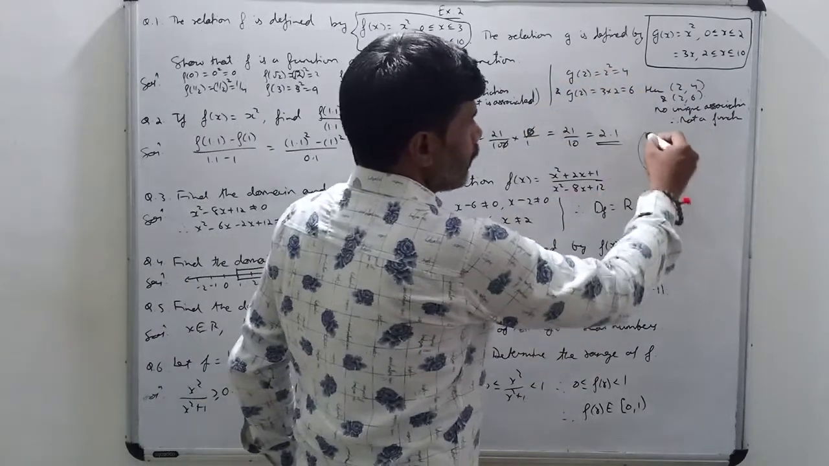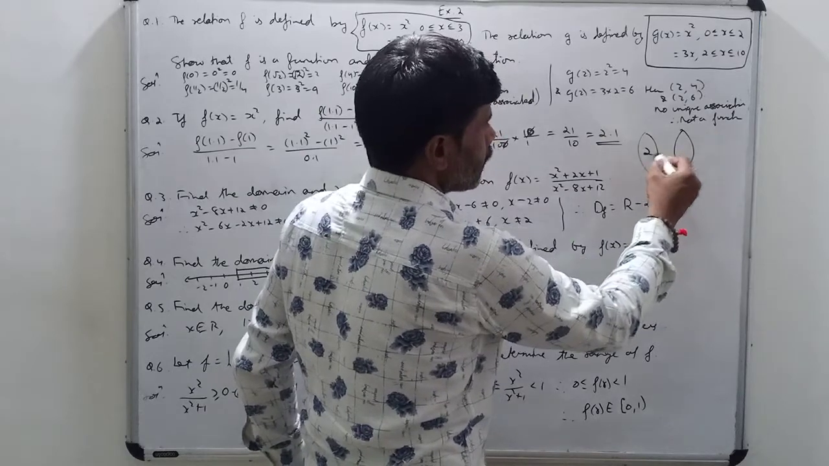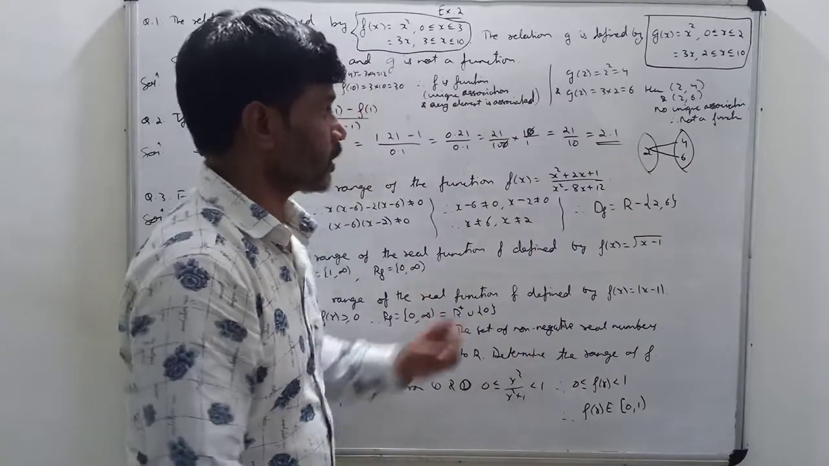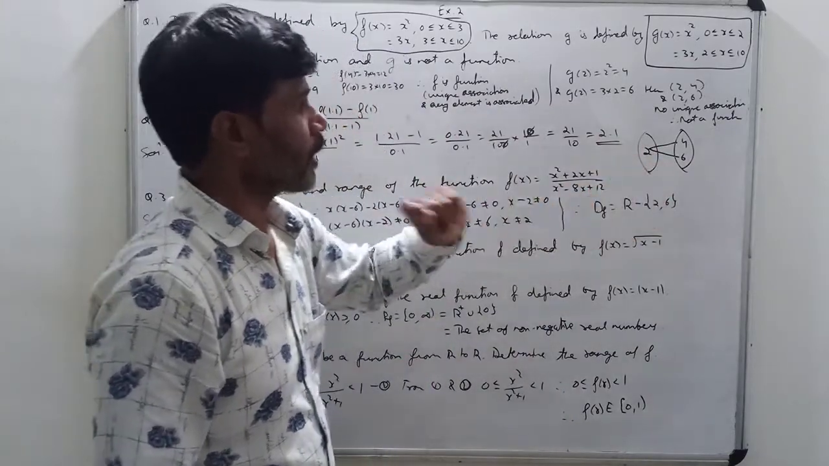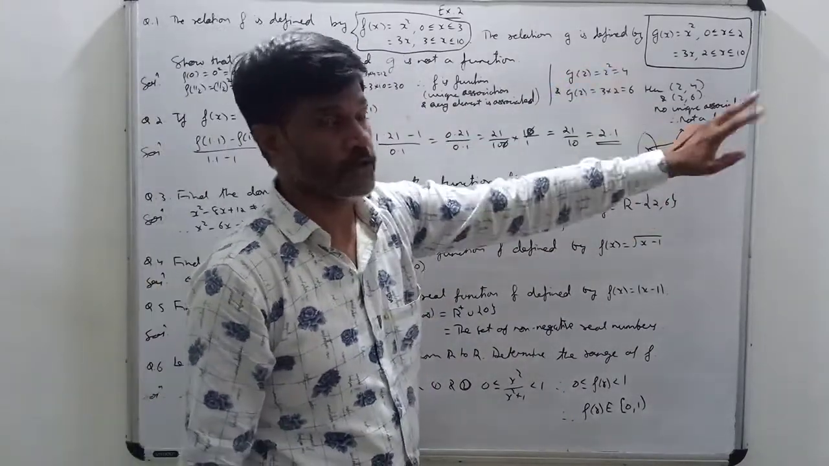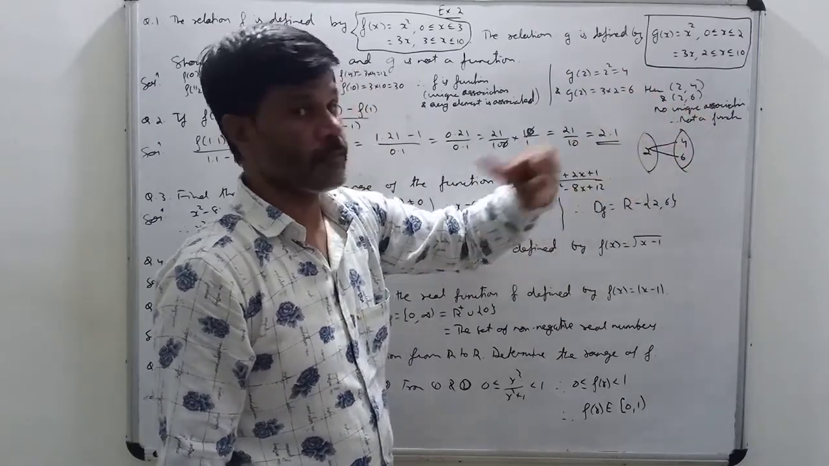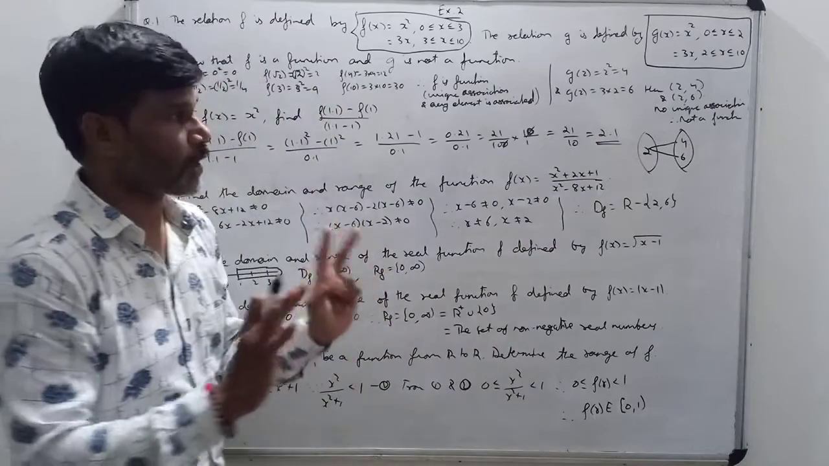It means 2 is associated with more than one element. It is not a unique association. So therefore it is not a function. g is not a function. Why? The reason is that 2 is associated with 4 also and 6 also. It means there is no unique association and hence it is not a function.